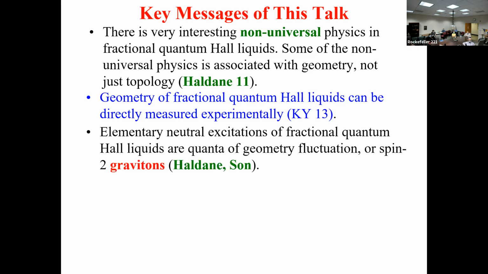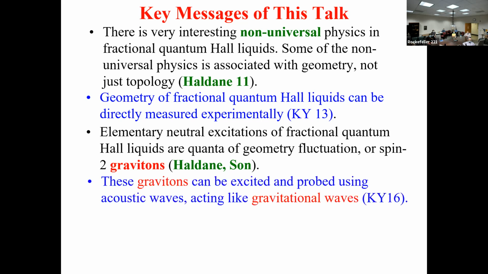This geometry, or geometrical degree of freedom, not only exists, it actually has very interesting and highly non-trivial quantum dynamics. And Haldane and also Son and their collaborators pointed out that its quantum fluctuation, or quantum dynamics, gives rise to a spin-2 excitation, which I'm going to call, for this talk, gravitons. And I'm going to explain the physical picture for these gravitons.